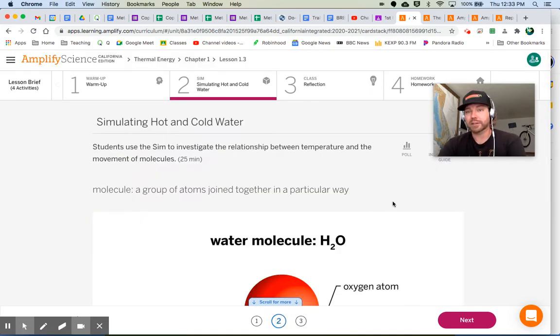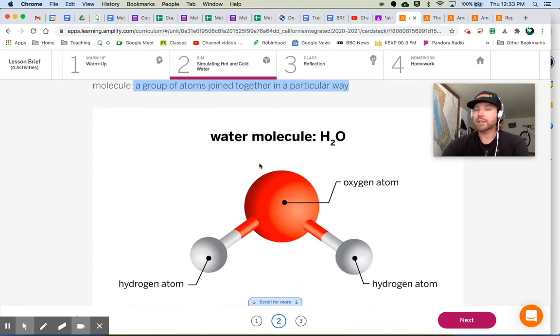Some of you already answered this question, and you know they're molecules, okay? That's what they're representing. What is a molecule? A molecule is a group of atoms joined together in a particular way. Cool. Hey, look, it's everyone's favorite molecule, water, H2O. You are probably familiar with water being called H2O. Well, what does that actually mean? Well, the H stands for hydrogen.